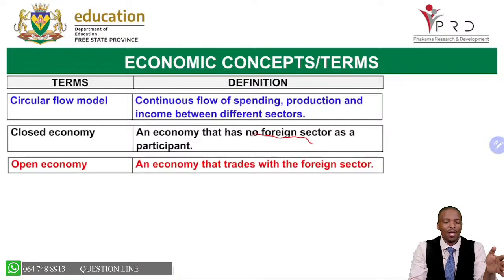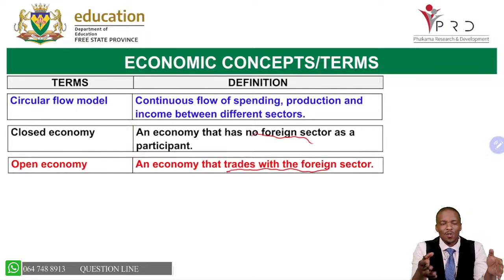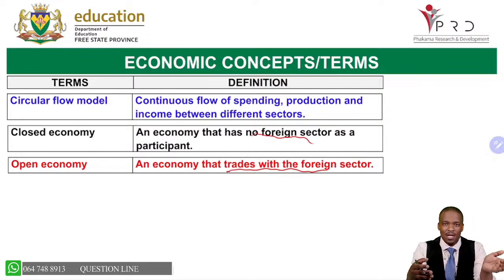Okay? An open economy now. An open economy is the one that trades with, or includes, the foreign sector. So you've got a four-sector model or a four-sector economy. I repeat, when we started, you start with the two participants first, where there's no government intervention. The only participants we have are households as well as the firms. Then we added the state or the government for many different reasons. And it was referred to as a three-sector model or a three-sector economy or a closed economy.